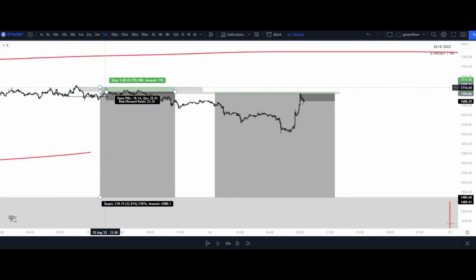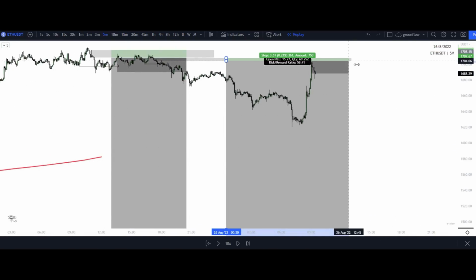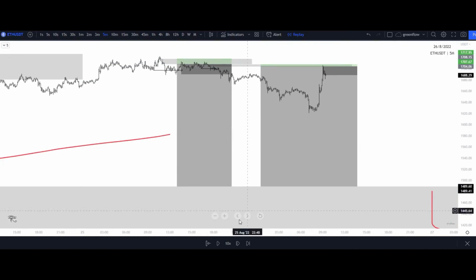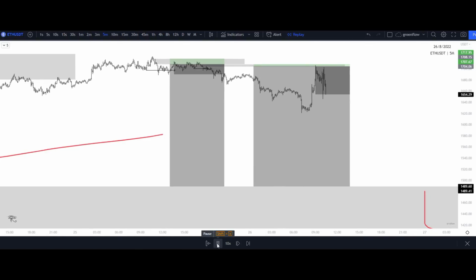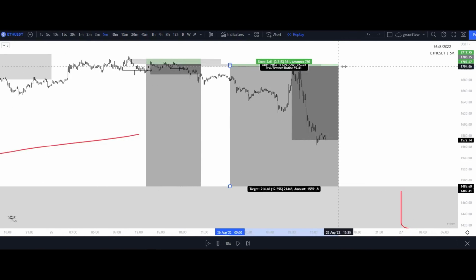We now have a 4 hour to 1 hour to 15-minute break of structure to the downside with our area of supply. We have entered our trade. We are now targeting the lows, right? And let's play this out. Liquidity raid to the upside, creation of supply, continuation to the downside.